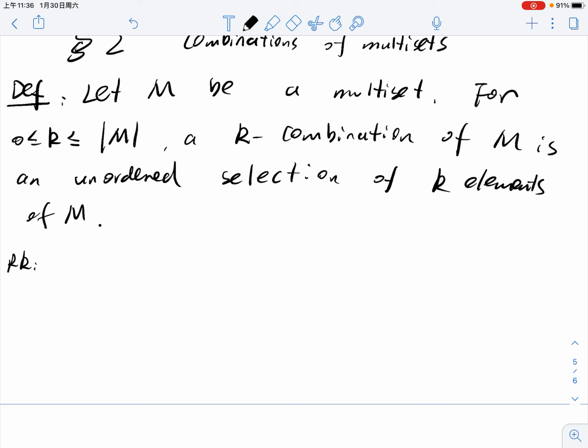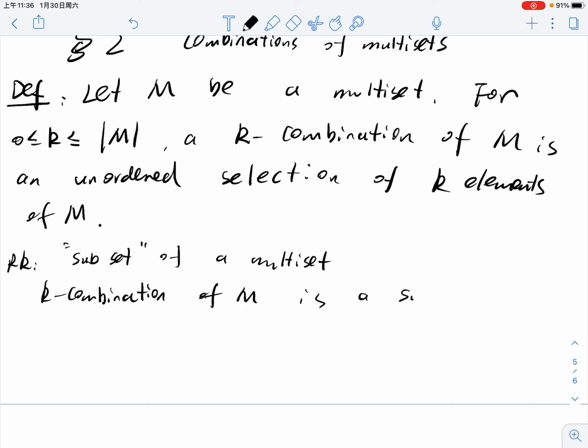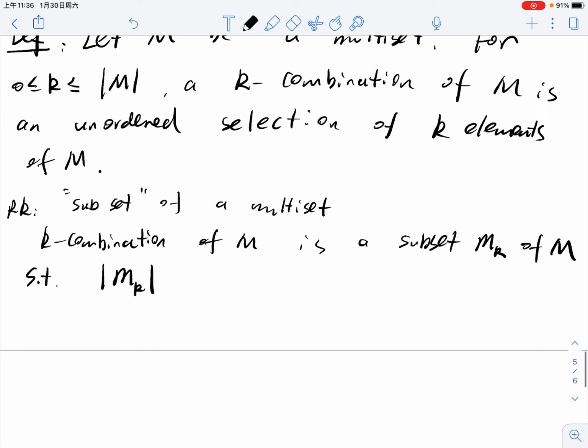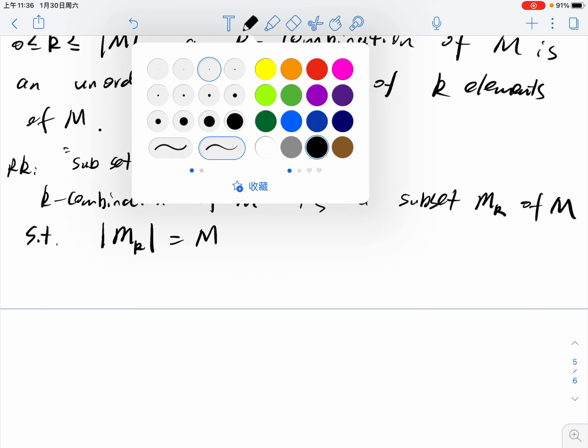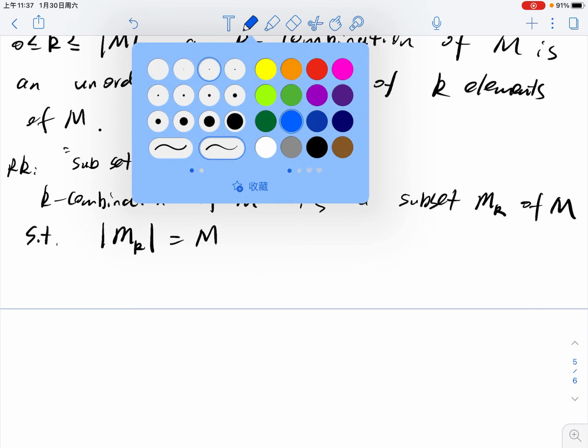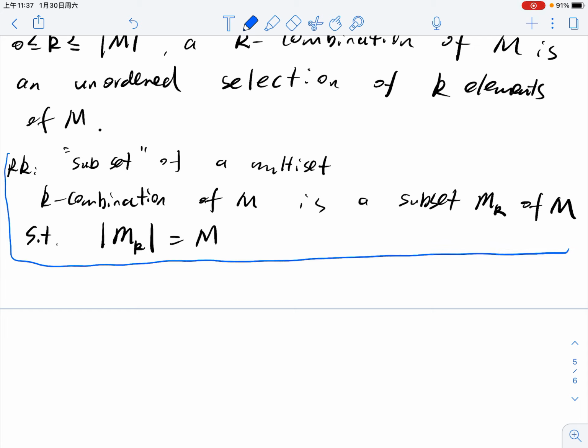And remark, we haven't defined what is a subset of a multiset, but if you define a subset of a multiset, then a K combination of M is a subset, for example MK, of M such that the cardinality of MK is K. We will not use the second definition, but I'm just saying, if you would like, you can get a different definition.